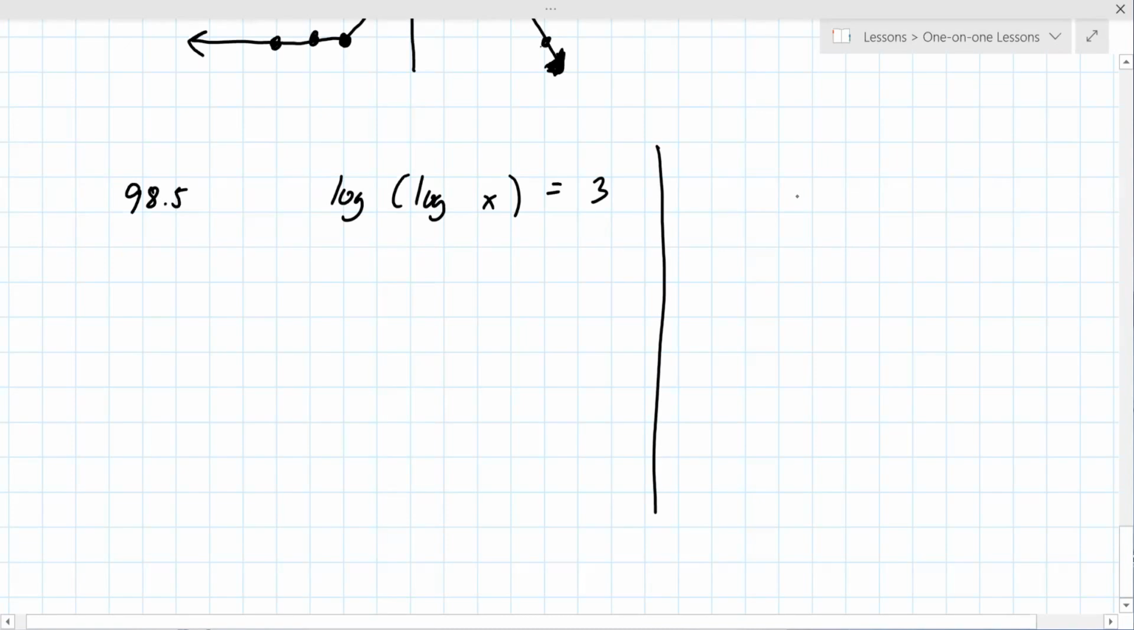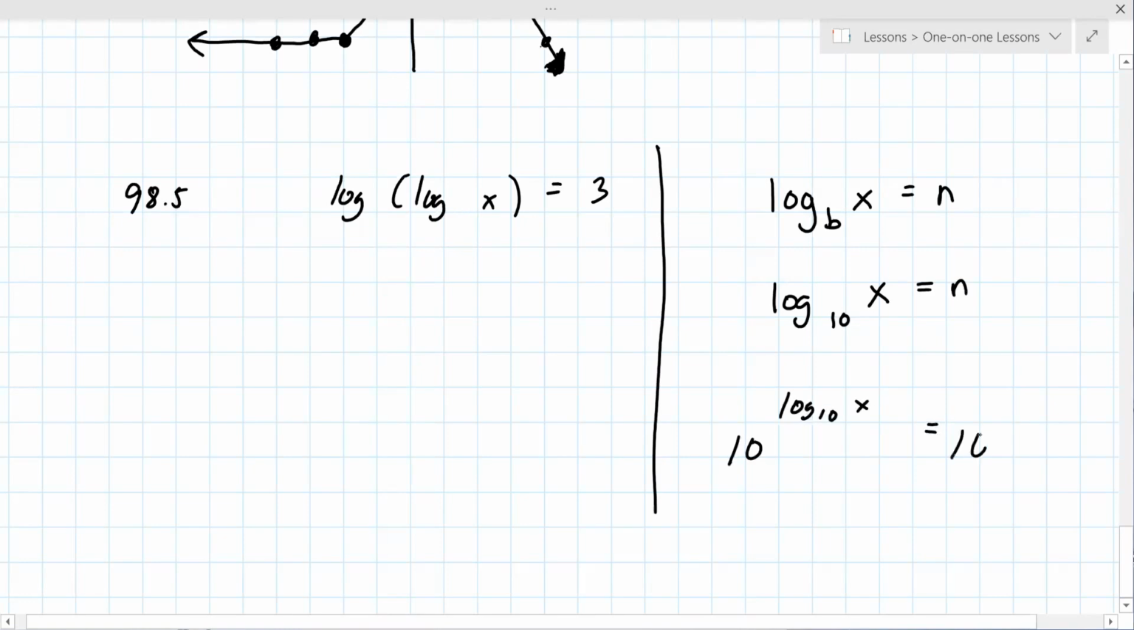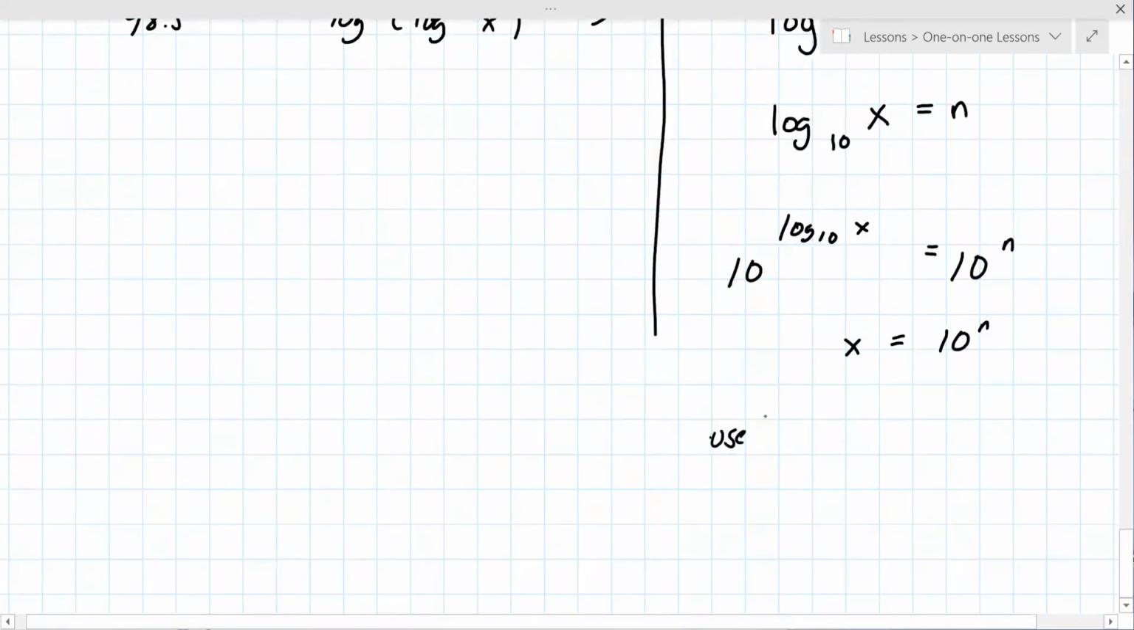Let's say it's log base b of x equals a number. Most of the time b is 10, so we can make a simplification here and say log base 10 of x equals a number. To undo this, you raise both sides to the power of 10. So it's 10 to the log base 10 of x equals 10 to the power of n. What this does on the left is it undoes the log. So x equals 10 to the n. So to summarize, you use 10 to undo log.